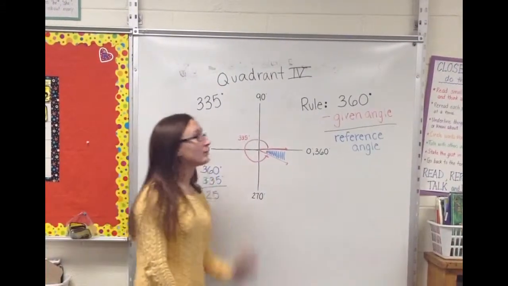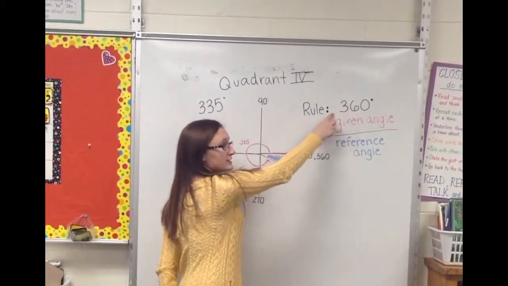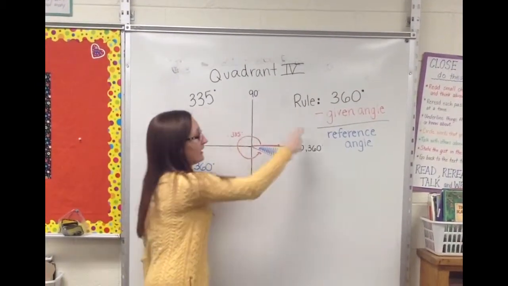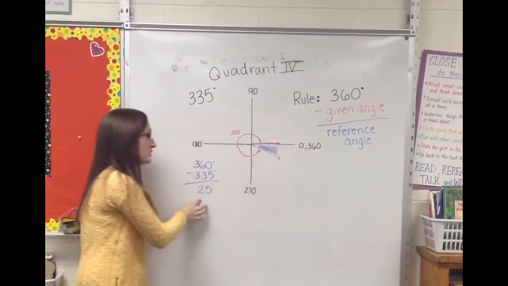The rule you need to remember for quadrant 4 is that you take 360 degrees, and you subtract your given angle, 335 in this case, and you'll get your reference angle, which for this one was 25 degrees.